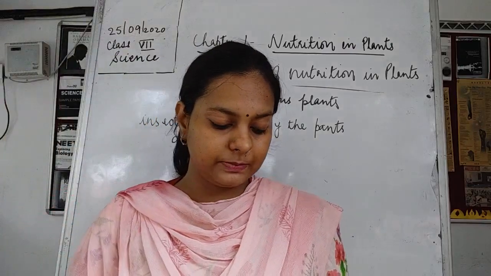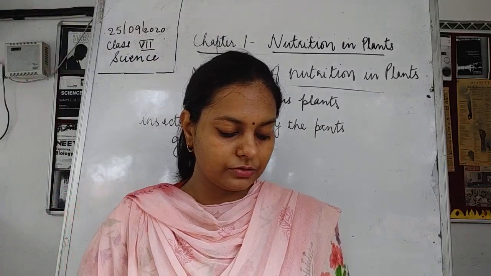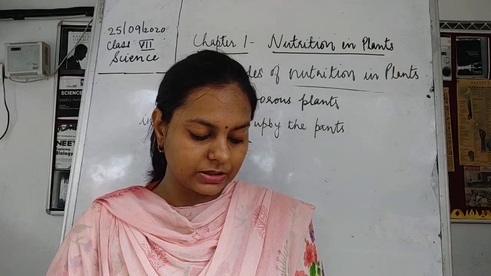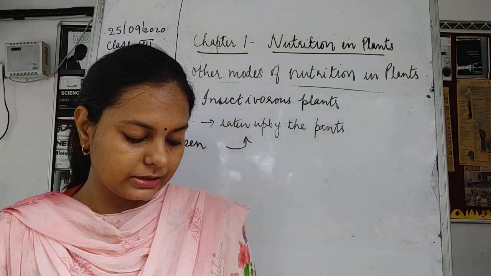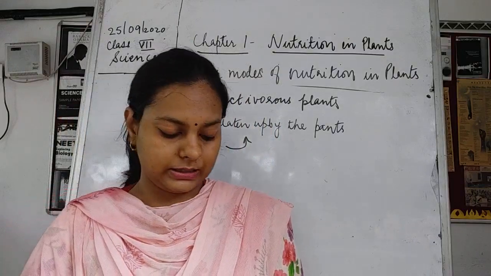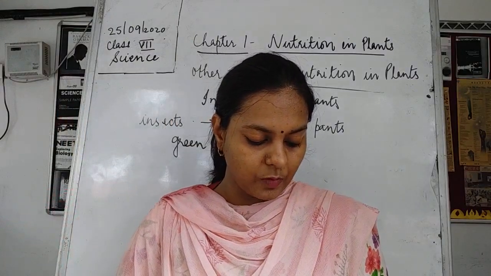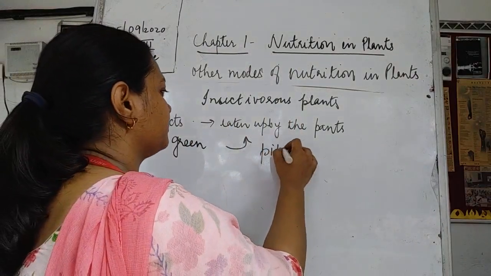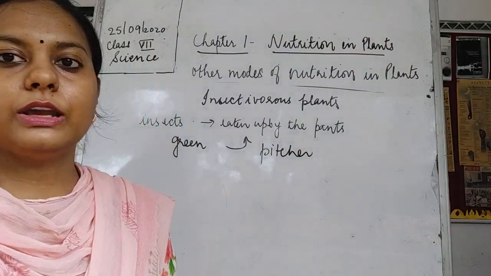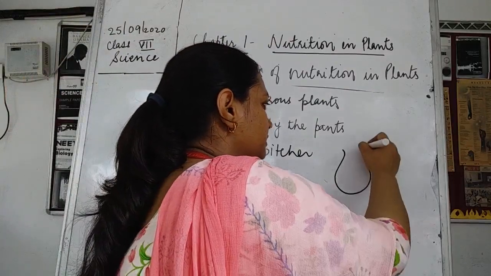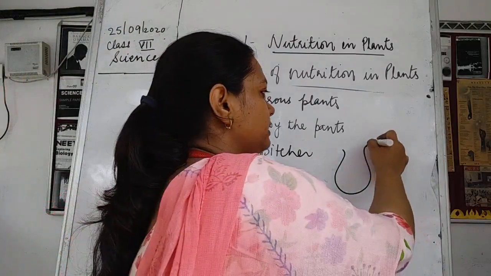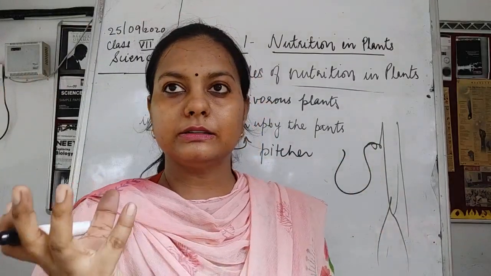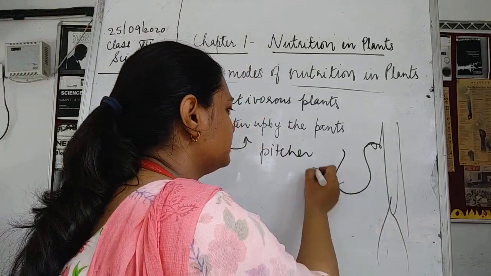So these plants are going to catch the insects, and they have a special jar-like structure. They are said to be pitcher plants. They have a pitcher-like structure, and these pitcher-like structures are a modified part of the leaf. Pitcher means ghada. Okay, see, this is a plant, and it has a pitcher-like thing present in it. Okay, so this is a pitcher.